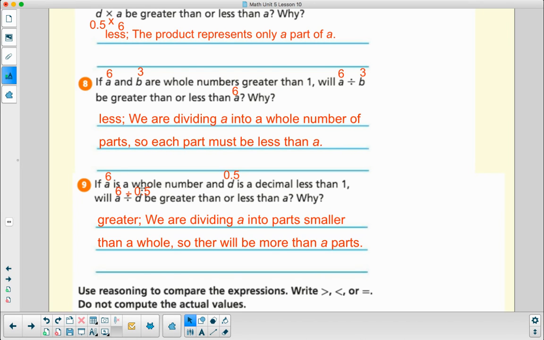I'm taking 6 and I'm putting it into parts that are less than 1. I'm putting it into parts that are 5/10, or a half. So I'm going to have more than 6 of them. Think of it this way.